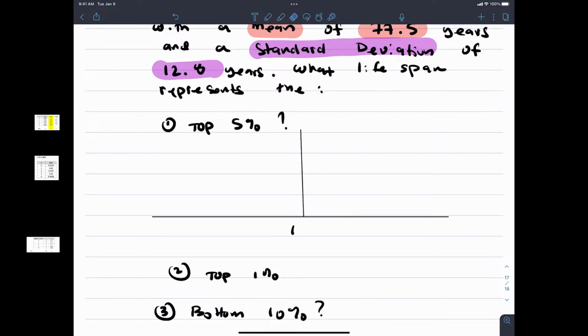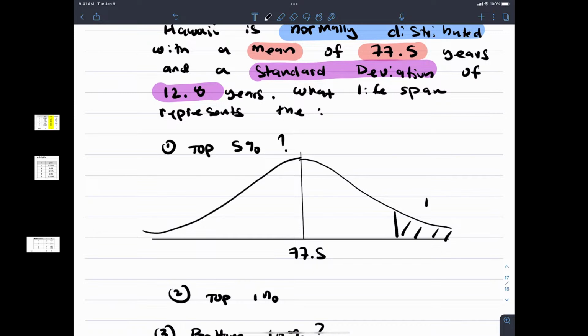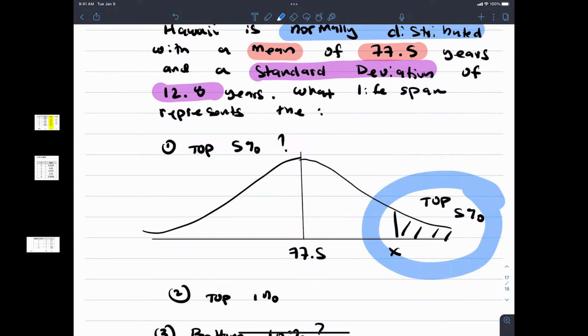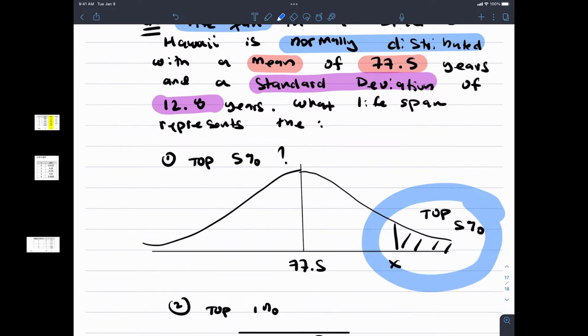What's the mean again? Remember, this is lifespan now, right? So in the center, you're going to put 77.5. Okay. Top what? 5%. So you're going to have to try to find that value of x. Don't forget, you have to have the mean and the standard deviation.